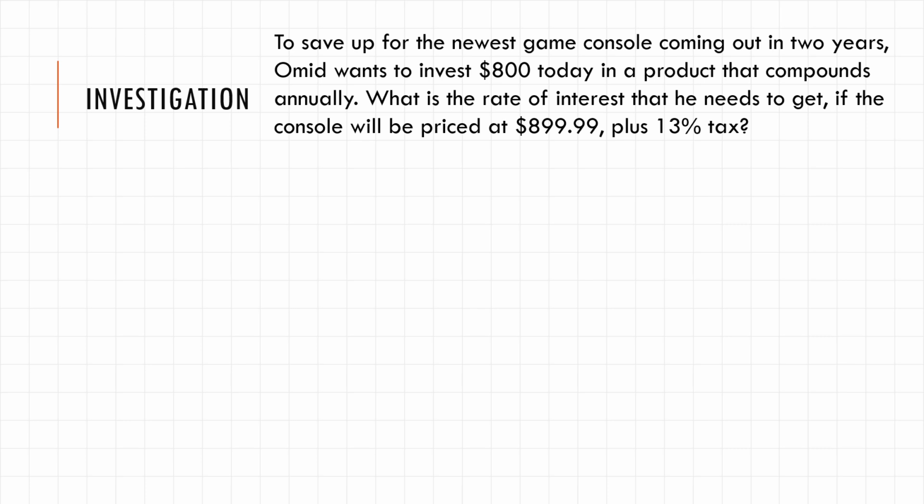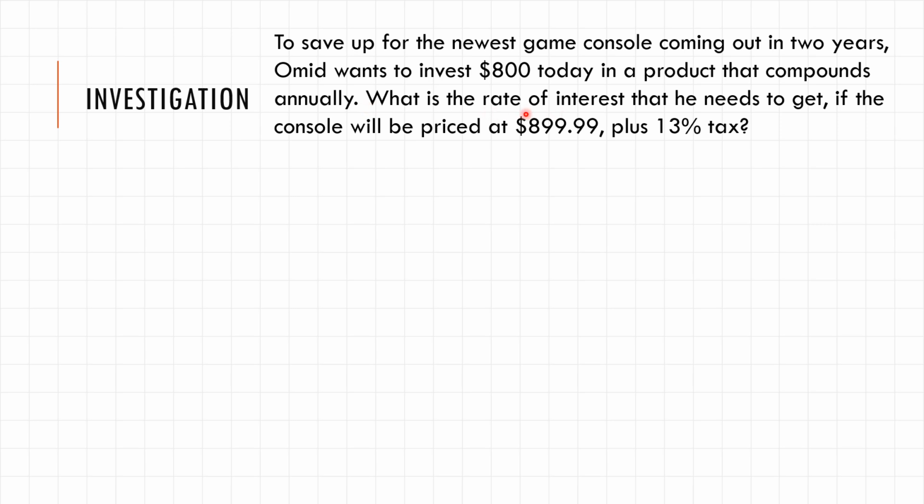And sometimes we'll find ourselves in a situation where we don't need to know just how long it'll take for an investment to grow, but we're on a fixed timeline. And in this case, Omid is in that situation. He wants to buy a new game console that's going to come out in 2 years. So he can't afford to wait longer than that. He only has $800 today, but his plan is he's going to invest it so that it'll grow and grow and grow. And after 2 years have passed, it compounds annually. It needs to get to a certain target. What is his target? The price of the game console.